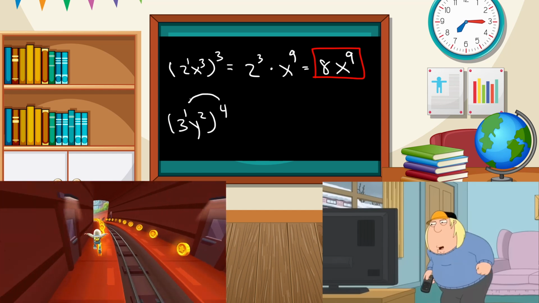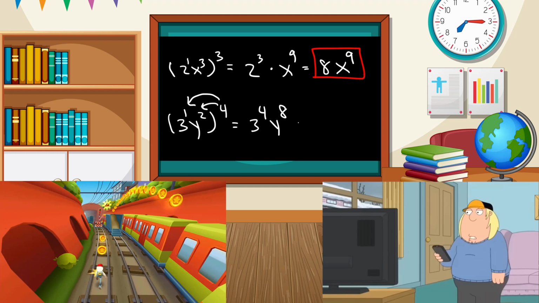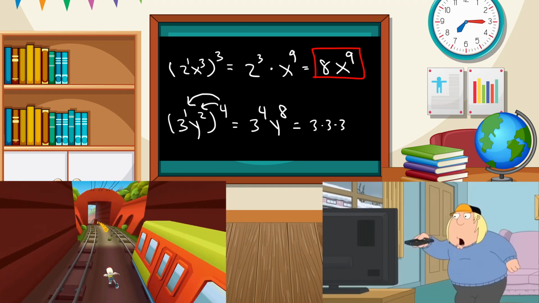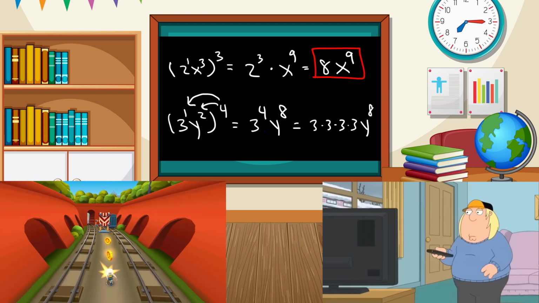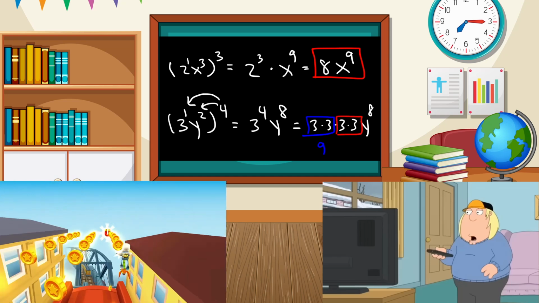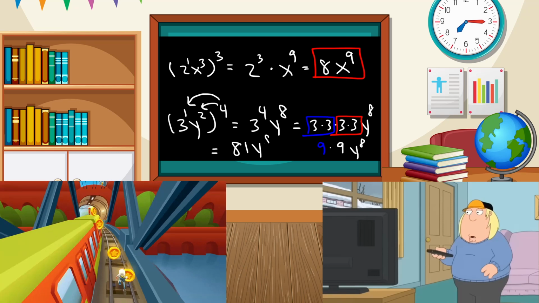So first, we need to multiply 4 by 1 and then 4 times 2. So this is going to be 3 to the 4th power, and then y to the 8th power. 2 times 4 is 8. Now what is 3 to the 4th power? So what is 3 times 3 times 3 times 3? If you take 2 of the 3's and multiply them together, that will give you 9. And if you multiply the other two 3's together, that will give you another 9. And 9 times 9 is 81. So the final answer is 81 y to the 8th power.